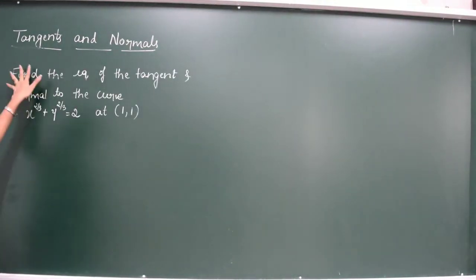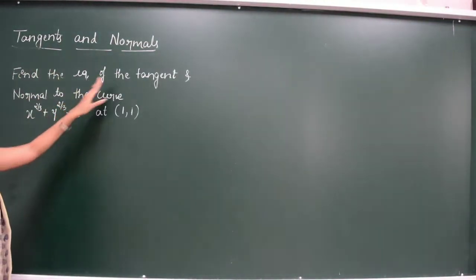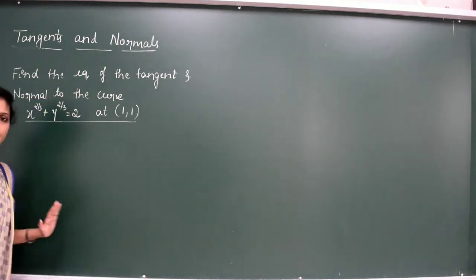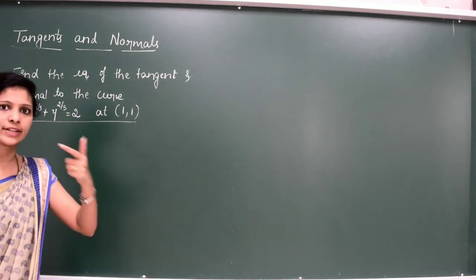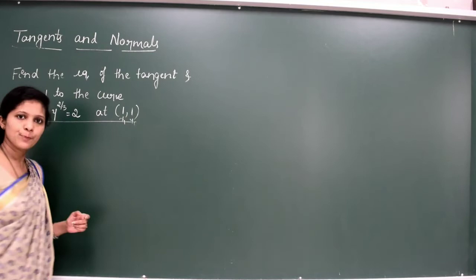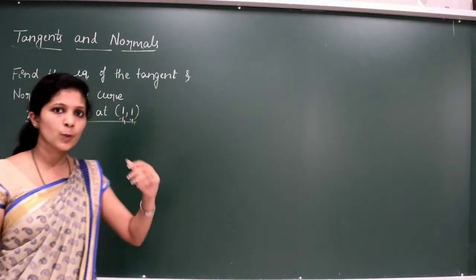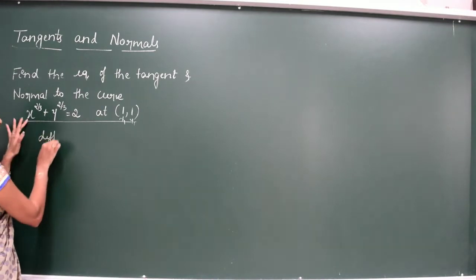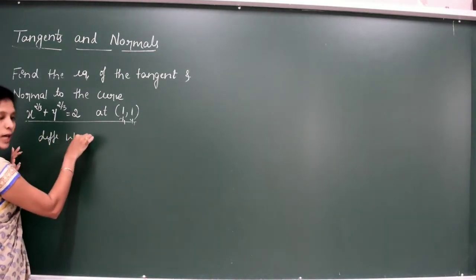See this one, important problem. Find the equation of the tangent and normal to the curve. You have to find the equation of tangent and normal, which means we need the points and we need the slope. Already points are given, that is x1 and y1, right? Points are given, we have to find the slope of a line. So we will differentiate this, okay? Differentiate this curve with respect to x.